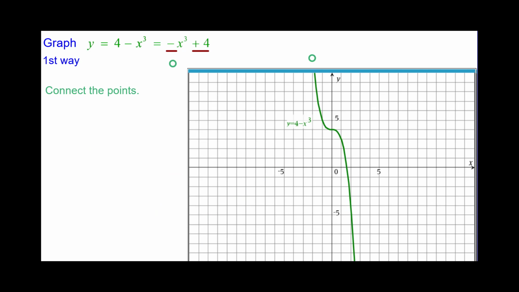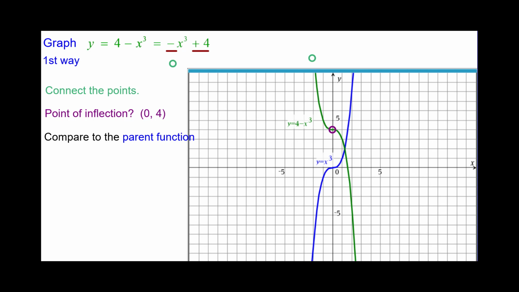Connect the points to look like a cubic graph, and it's kind of going the other direction just because of the negative sign, and it's shifted up 4. Point of inflection is at 0, 4. Here it's concave up, and after that it's concave down, changes concavity. Compared to the parent function, that's in blue.